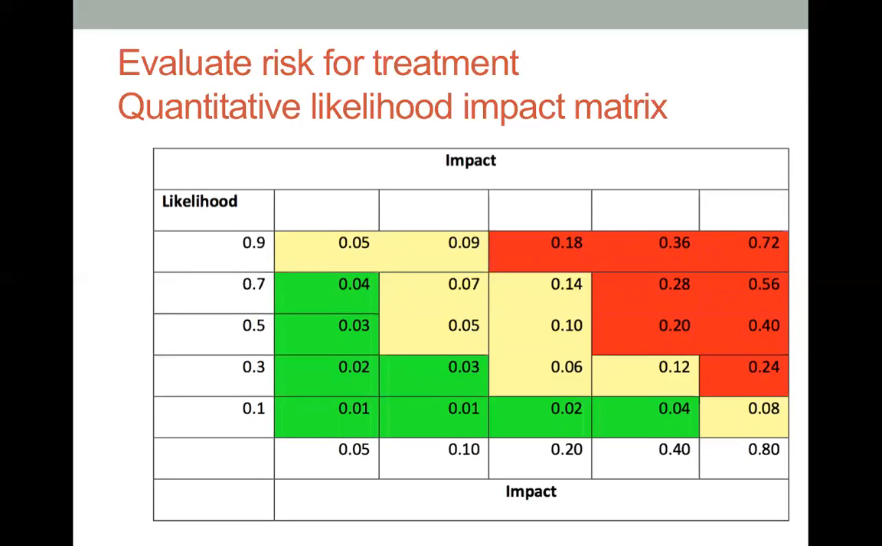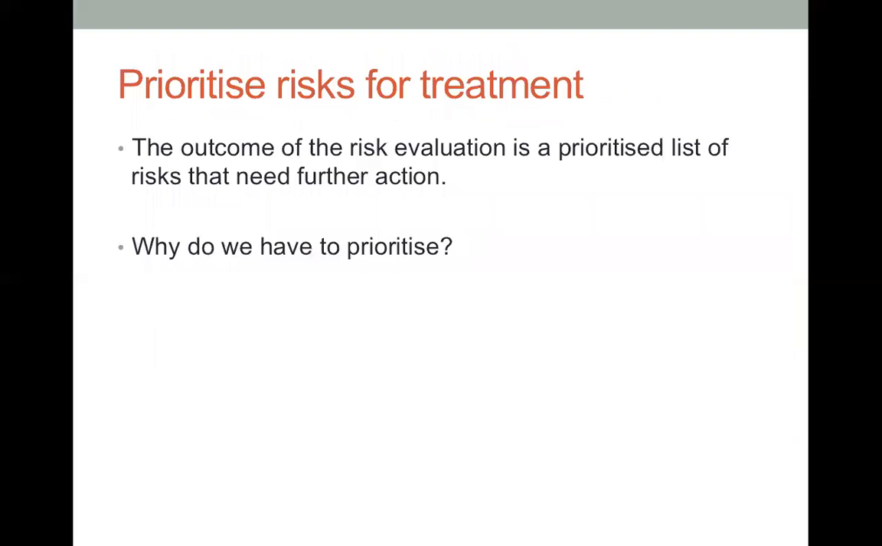Now, from the quantitative approach, we can also rate our risk likelihood and impact on a numeric scale. Let's say we have 0.1, 0.3, 0.5, 0.7, 0.9, for instance, and we can map them using this kind of matrix in terms of likelihood and impact. Based on our analysis of the likelihood and consequences, we can prioritize risk for our treatments.